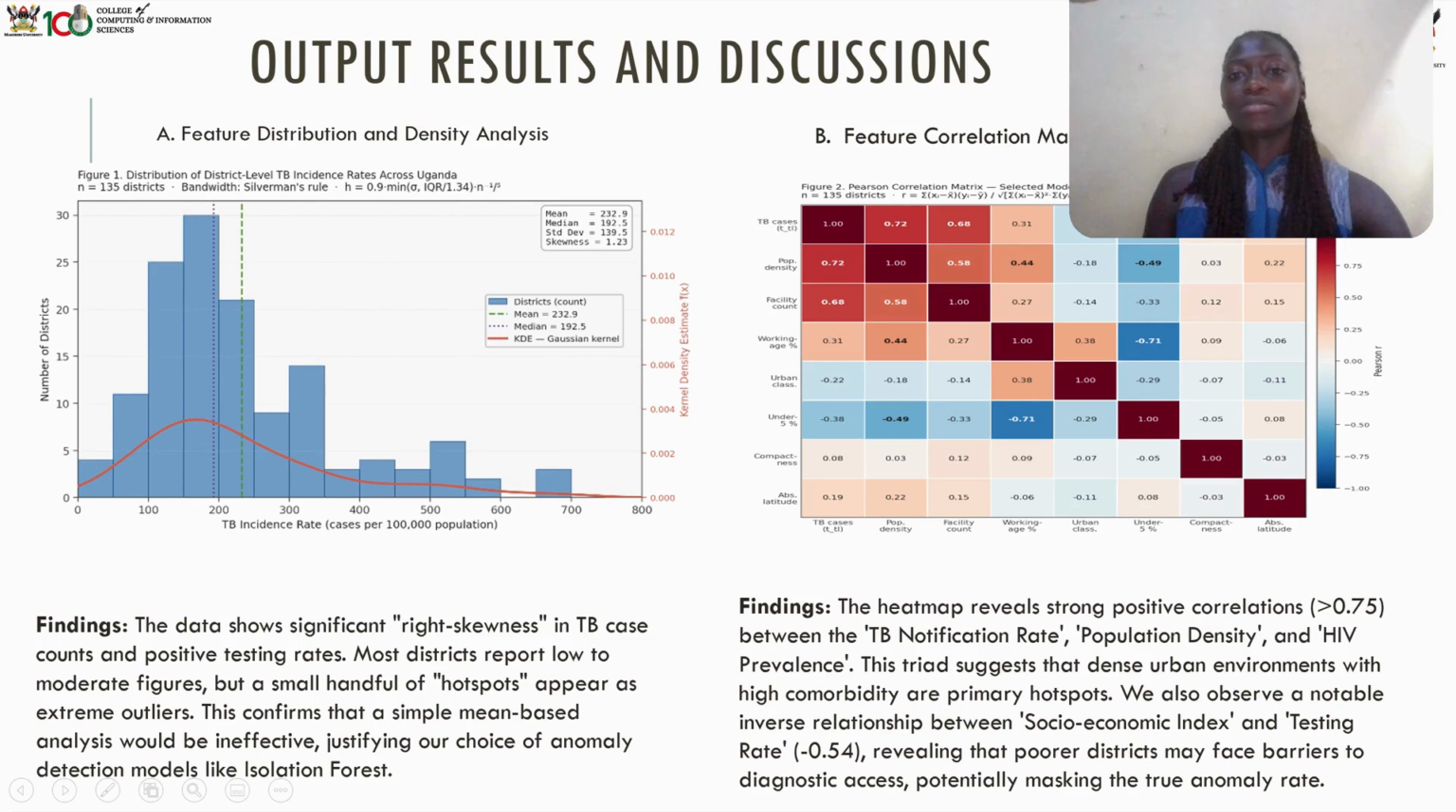And then we have the feature correlation matrix. Here it shows that the population density and the TB case notification have a high positive correlation, and we notice that dense urban environments show an inverse relationship to the socioeconomic index, revealing that the poorest districts may face barriers to diagnostic access.